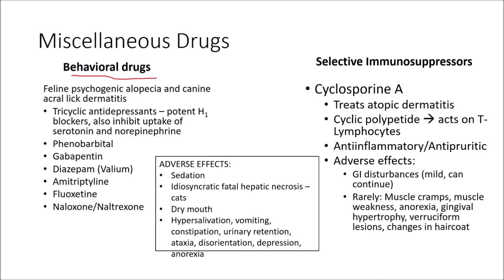There are some adverse effects, GI disturbances. They're typically mild, but they may continue. Rarely we might see muscle cramps, muscle weakness, anorexia, gingival hypertrophy, verruciform lesions, which are like little warts, and then changes in the hair coat. So we'll watch for those.